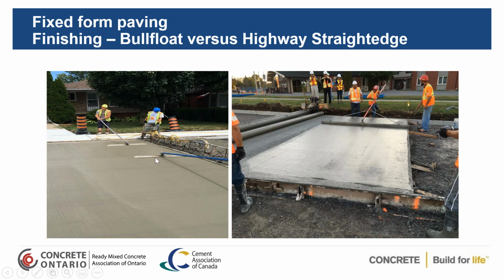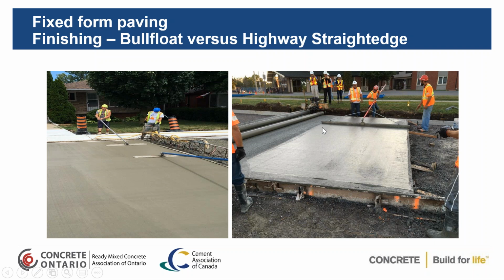Here again, we see the bowl float operation. The bowl floats actually just smooth out the surface. It's different than the highway scraping straight edge, which you see here. Bowl floats can only do a bit of smoothing of the surface and do minor corrections to it. What the highway scraping straight edge actually does is take off high points and fill in low points as it's being moved and scraped across to give you a very flat surface.